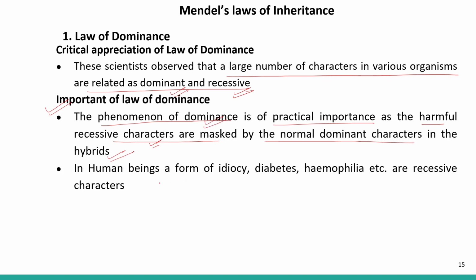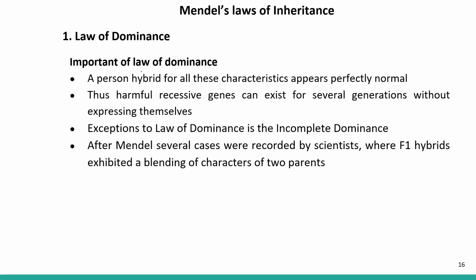In human beings, forms of idiocy, diabetes, hemophilia, etc. are some of the recessive characters that express only when there is a recessive combination. A person hybrid for all these characters appears perfectly normal. So when the person has that particular hybrid form, the person will be absolutely normal.